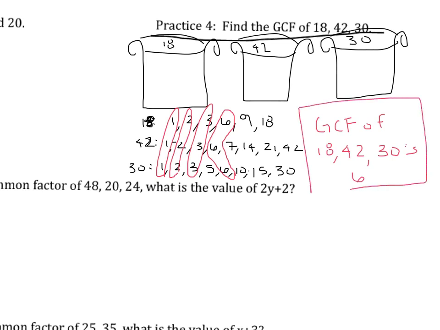So when you're given 3 numbers, you don't have to change your strategy, but you do just need to figure out what number is in common for all 3.